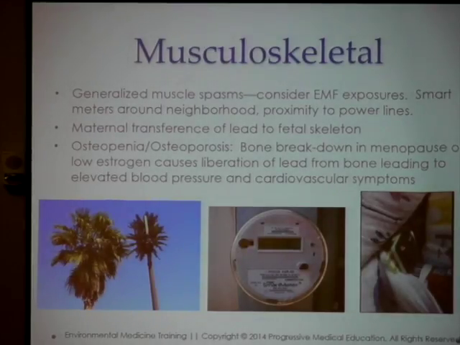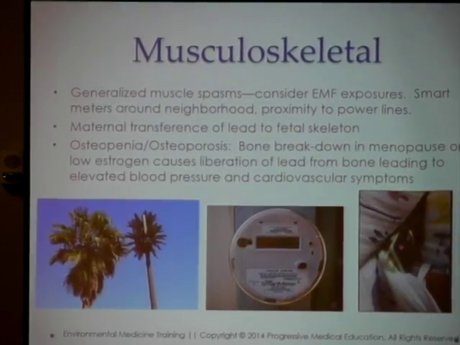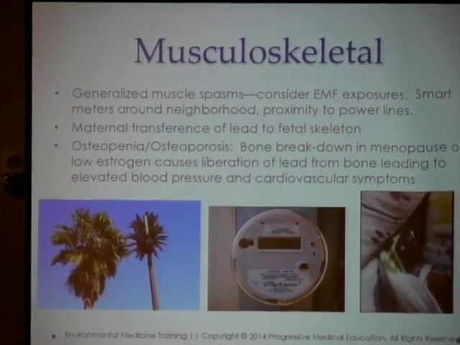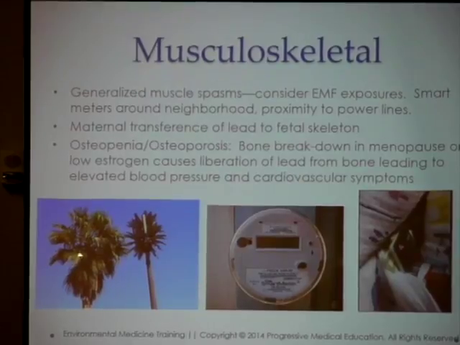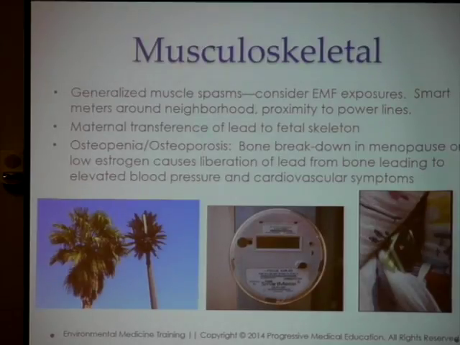What we're seeing now in our patients is that we have a lot of EMF around us, with higher use of Wi-Fi in our environment. We have Wi-Fi disguised as palm trees in Southern California. And so a lot of patients are being affected by EMFs, and they may not know it.